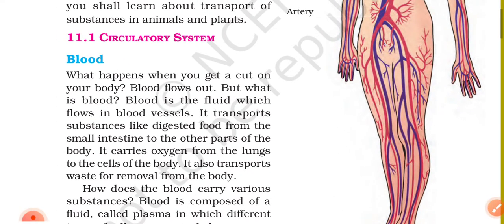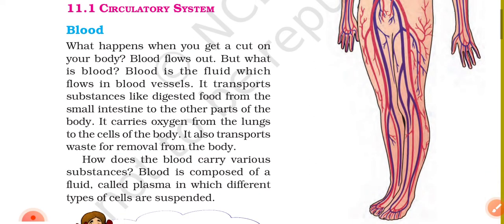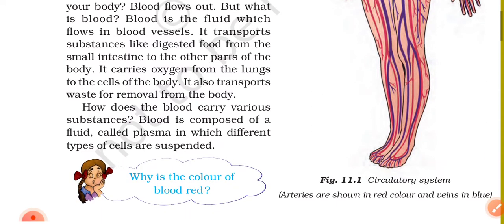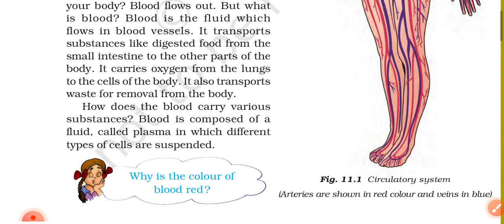Circulatory system, blood. What happens when you get a cut on your body? Blood flows out. But what is blood? Blood is the fluid which flows in blood vessels. It transports substances like digested food from the small intestine to the other parts of the body. It carries oxygen from the lungs to the cells of the body. It also transports waste for removal from the body.